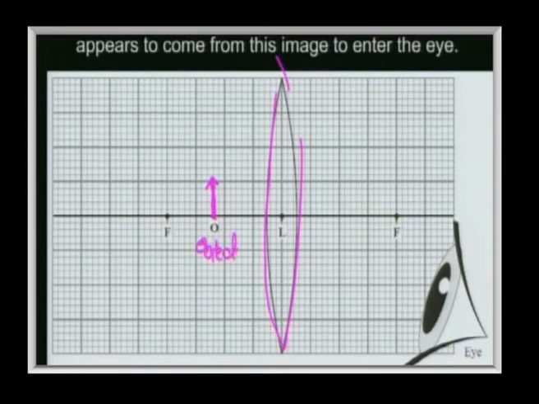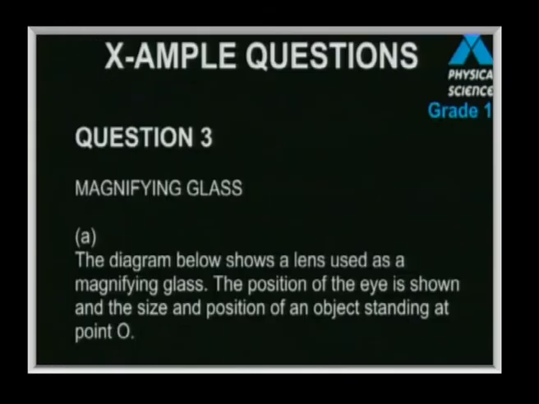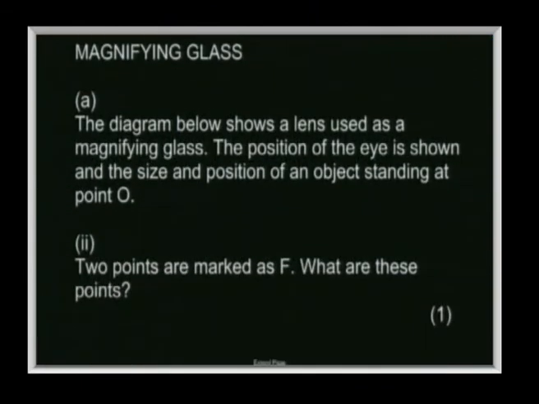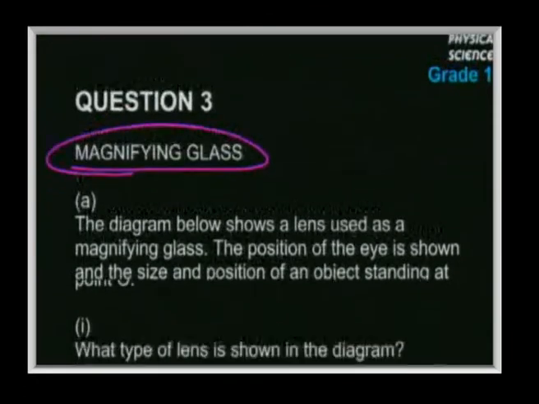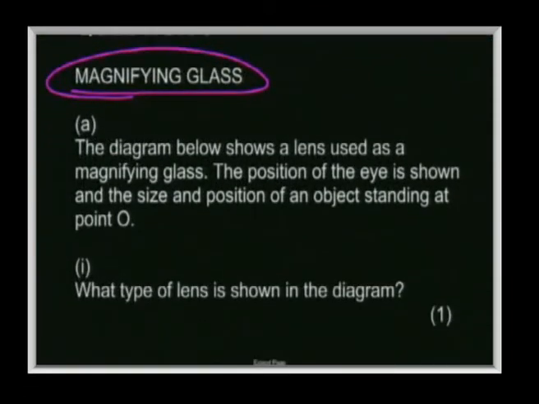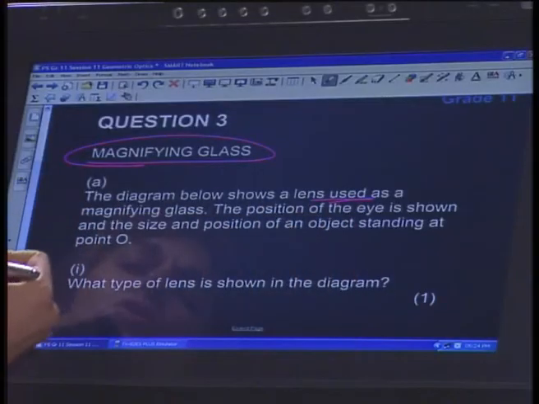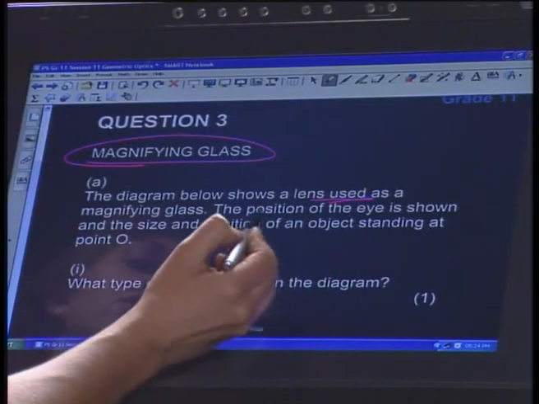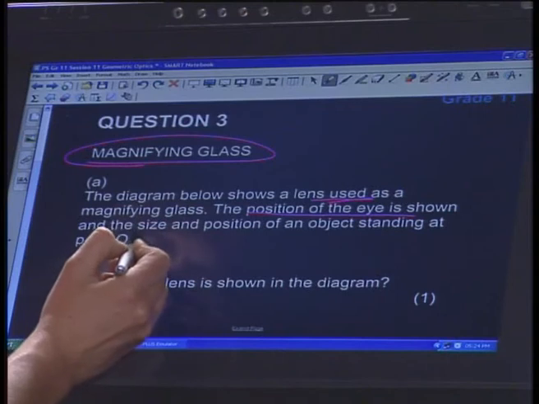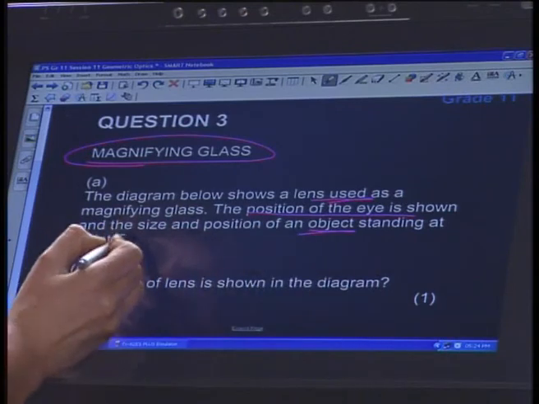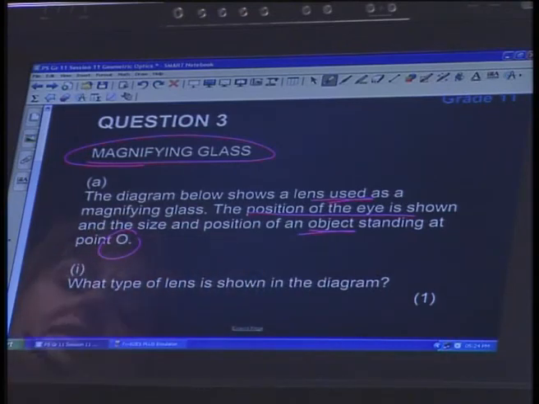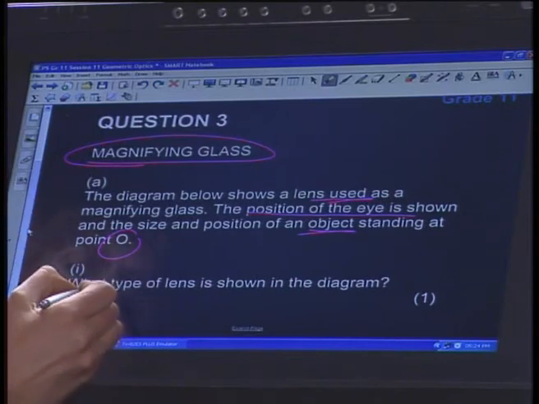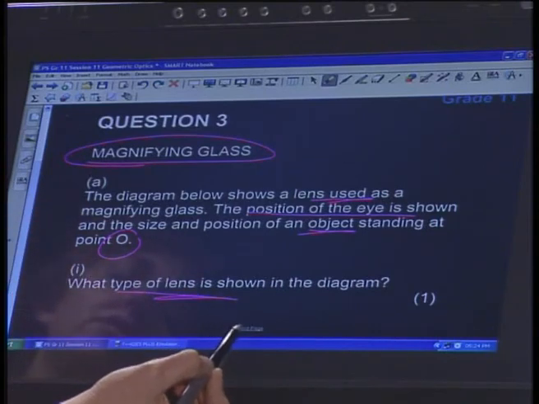And my object is situated in front of the magnifying glass. So let's go back to the first part of the question and see what they want to know from us. They tell us we have a magnifying glass, and as you've seen in the diagram, it shows a lens that is used as a magnifying glass with the position of the eye as well as the position of the object standing at point O. We've indicated that. Now they want to know what type of lens is shown in the diagram.